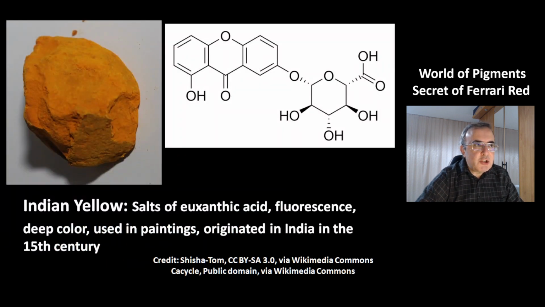This is the structure of Indian yellow. It is a salt of dioxantic acid. This molecule has a fluorescence and a deep color. It is used in paintings, and its origin is India of the 15th century.